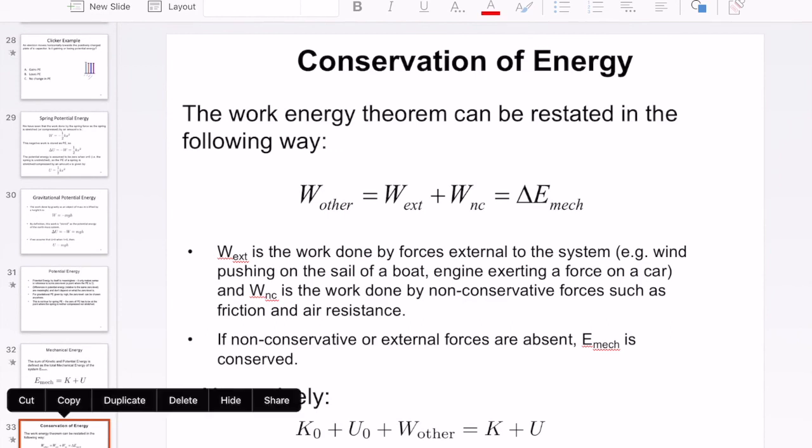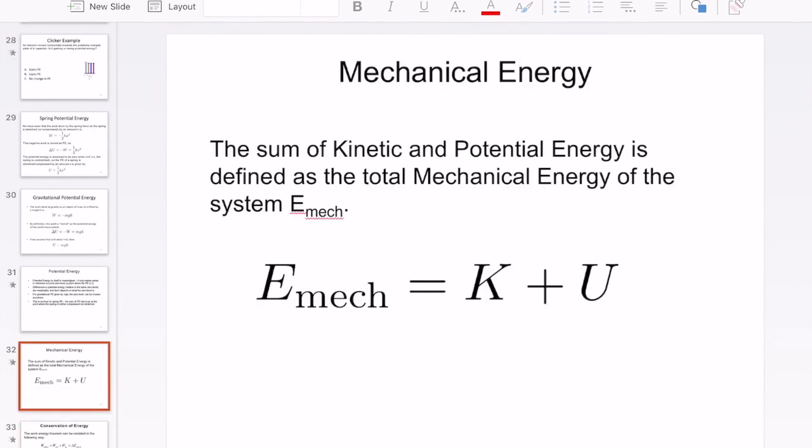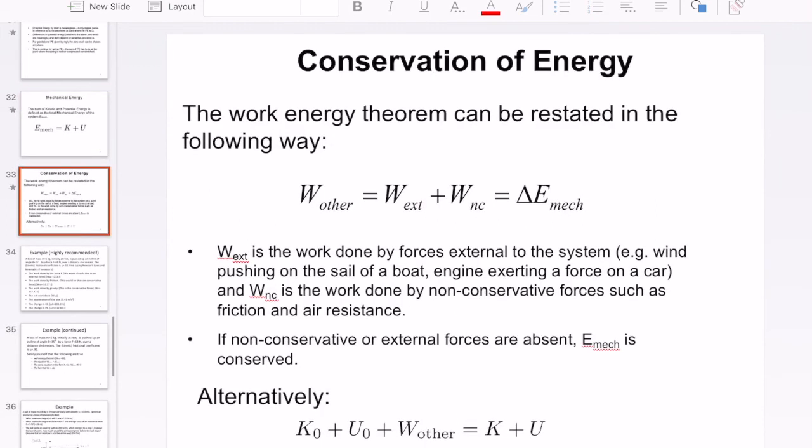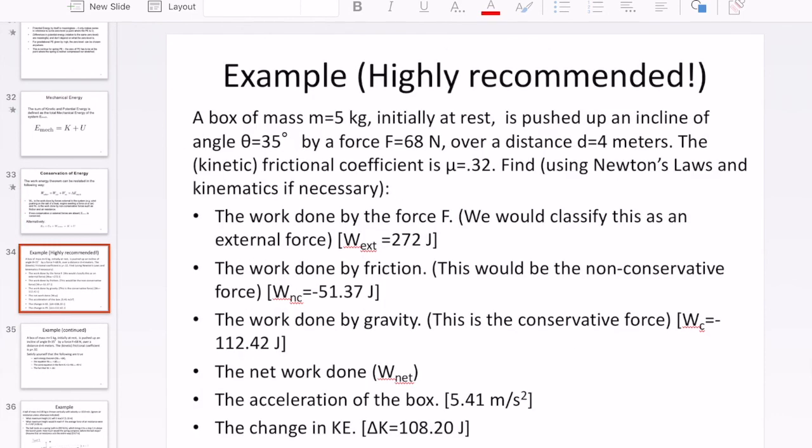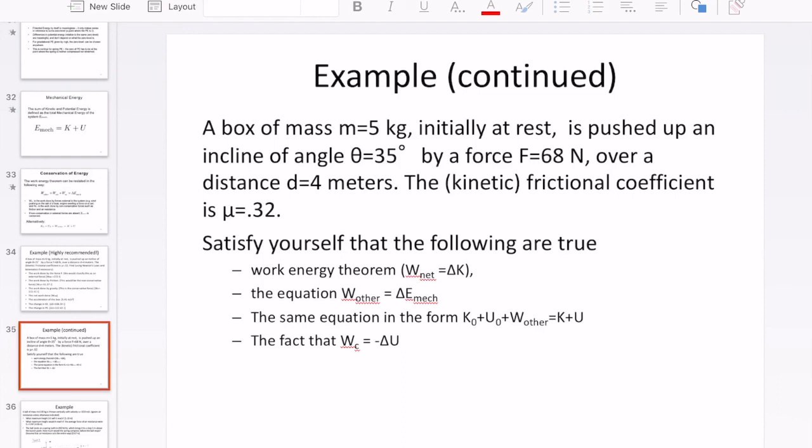Now, we talked about mechanical energy, and we talked about this very important slide. So please make sure that you fully understand the last equation on this slide, because we're going to use this a lot. I would highly recommend working through this little tutorial that I created on slides 34 and 35. These will help cement the ideas in your mind. So please make sure that you work through each part of this.